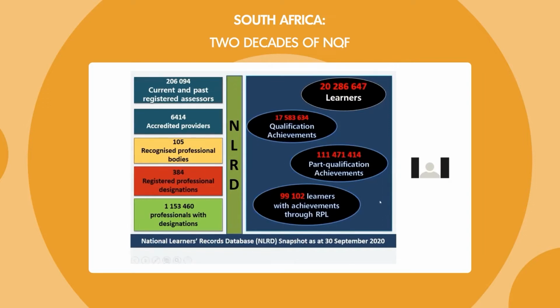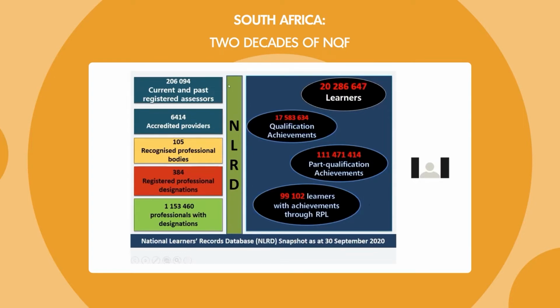And then also, you see here, learners with achievements through recognition of prior learning. We're very clear about that, and we want to make sure that people are able to access education. Julie spoke about the fractured past before 1994. So now we're making sure that learners with experience can have their prior learning recognized. As at 30th of September, we had 99,102 learners that had achieved a qualification or a part qualification through RPL.